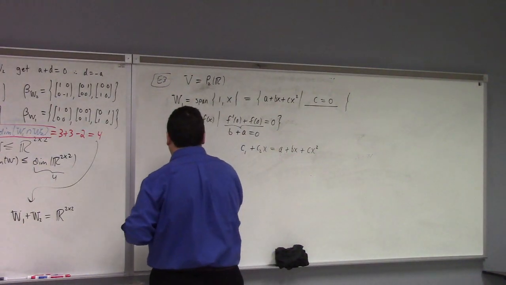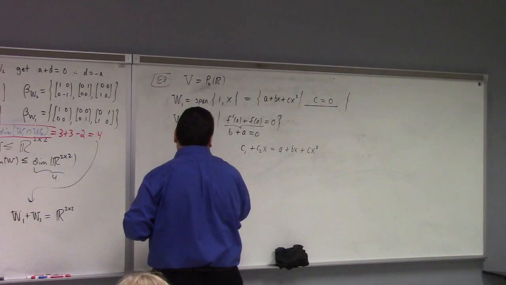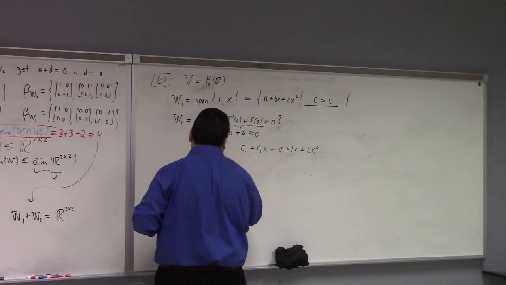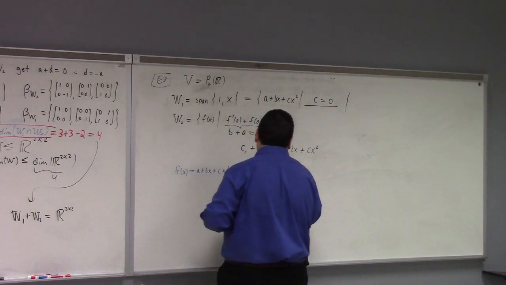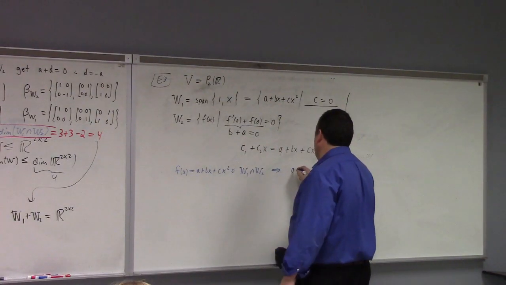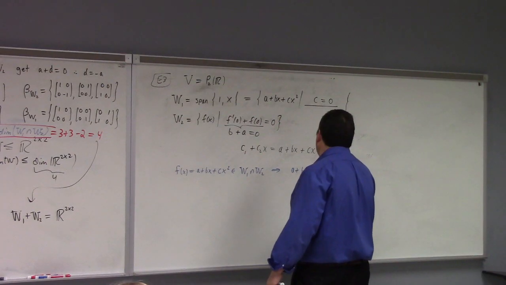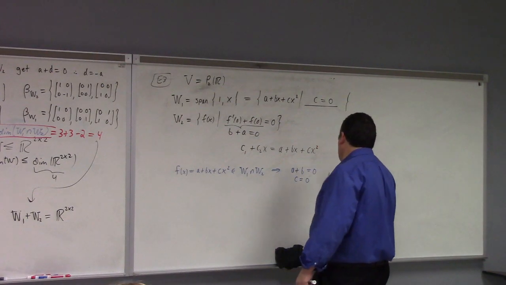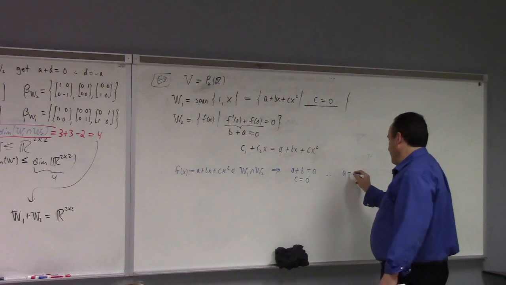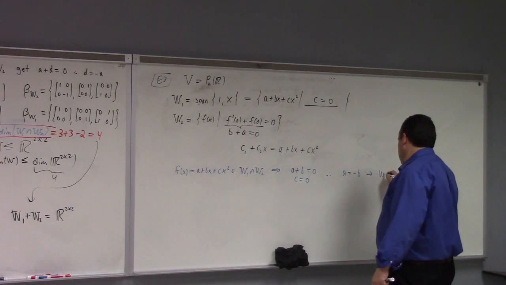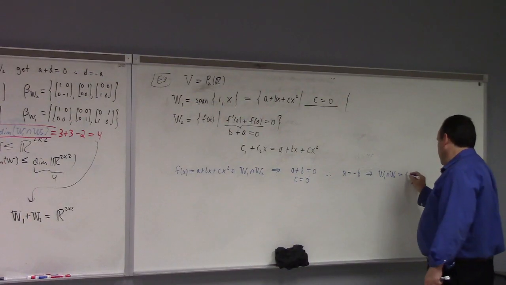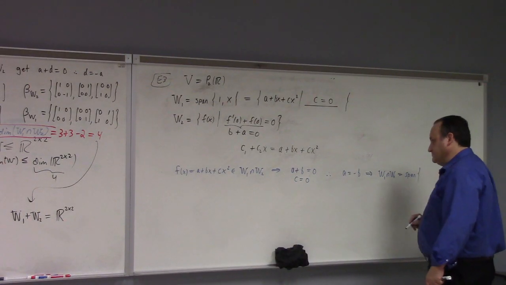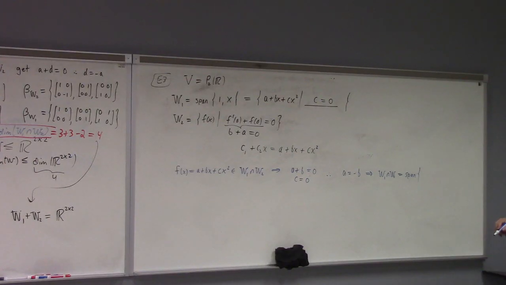So if f of x is a plus bx plus cx squared, an element of W1 intersect W2 here, that would tell me that two things are going on. A plus b is equal to 0, and also c is equal to 0. So therefore, a is equal to minus b, which implies that W1 intersect W2 is, in fact, the span of 1 minus x, I think.